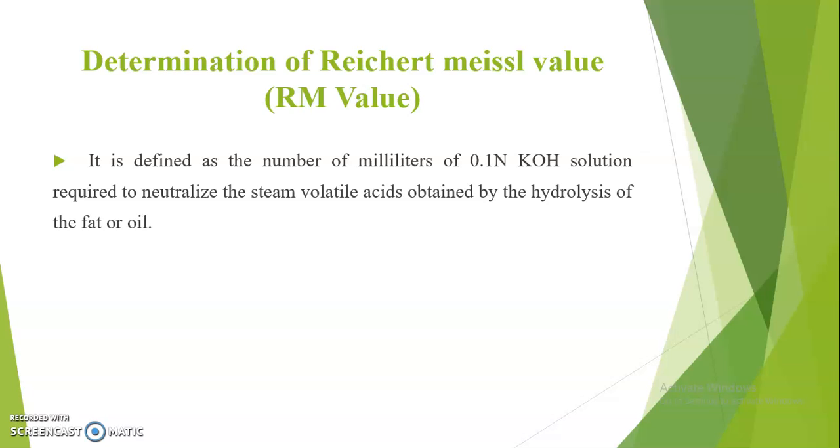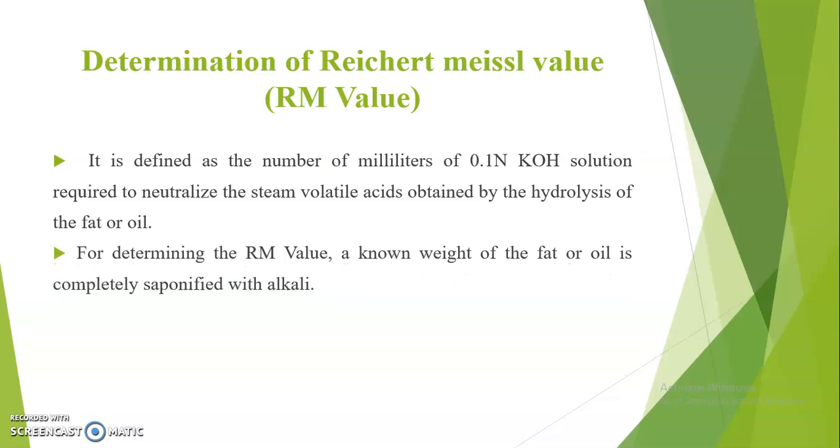So once again I will repeat, it is defined as the number of milliliters of 0.1 normal KOH. Here is another difference: in case of acid value we measure the number of milligrams of KOH, but here, instead of milligrams, we measure the milliliters of KOH required to neutralize the steam volatile acids obtained by the hydrolysis of fat or oil.